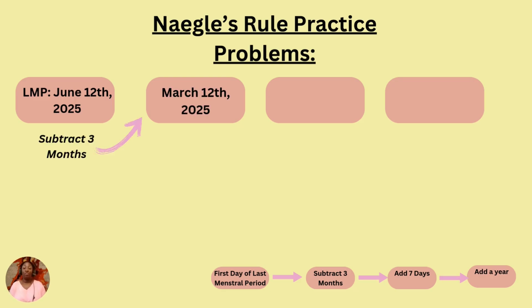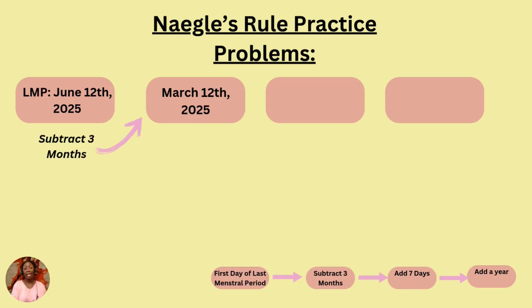So, starting in June 2025, we go back 1 month to May 2025. We go back 2 months, and that'll give us April 2025. And then if we go back 3 months, that gives us March of 2025. So that takes us back to March 12th of 2025.